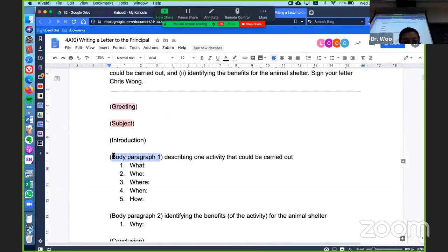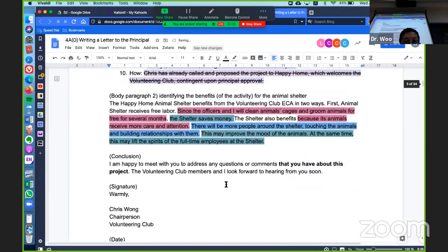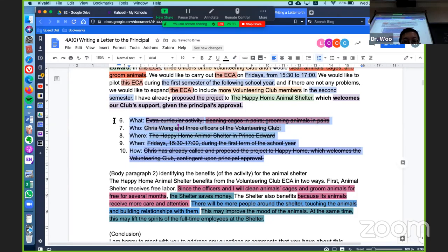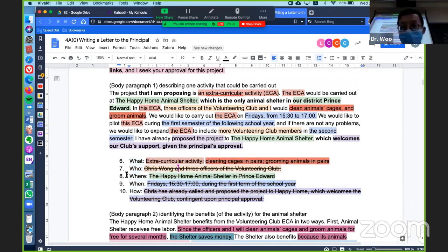Body paragraph. Describe one activity that could be carried out. All right. One activity. All right. So we did this. This is a part of your planning, right? We laid out what it is, what the activity is, who's involved, where it is, when it is, how it is. Then we put that here in the first paragraph, describing one activity that could be carried out. Just take notes, turn the notes into sentences. Next.